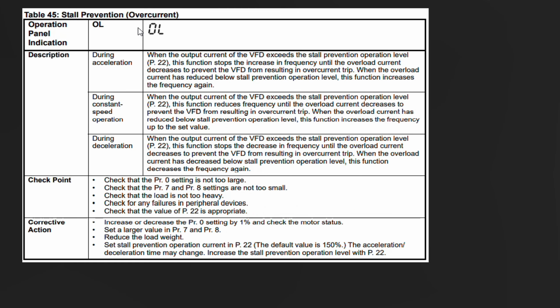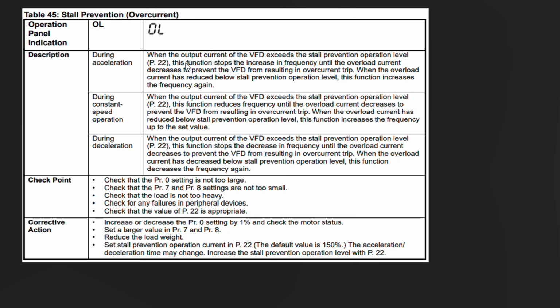OL, overcurrent. It's a stall prevention alarm. It occurs when the current is more than the set parameter of your motor. Like when you have set your motor parameters in P22, and if your motor is taking more current than the set parameter in P22, in that case this alarm will occur and the VFD will trip and show OL. When the overload current has reduced below the stall prevention level, its function increases the frequency again.